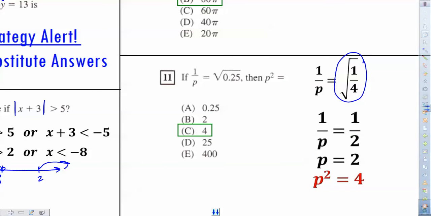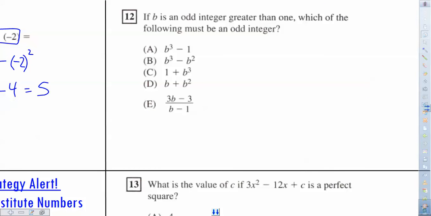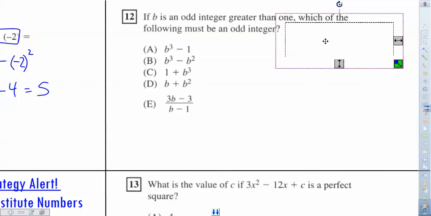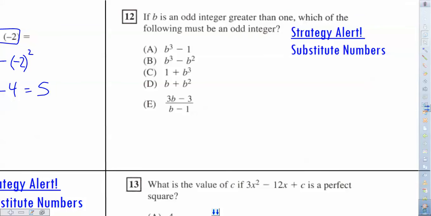Alright, almost there. Number 12 is another tricky problem to navigate through, but once again I believe we can probably pick and choose some numbers here that work. So b just needs to be an odd integer greater than 1, so if you picked say a 3 or a 9, let's just start working with that. I'm going to pick 9.